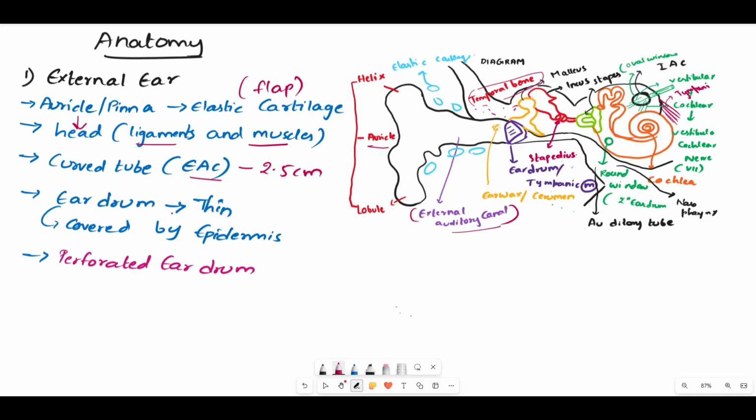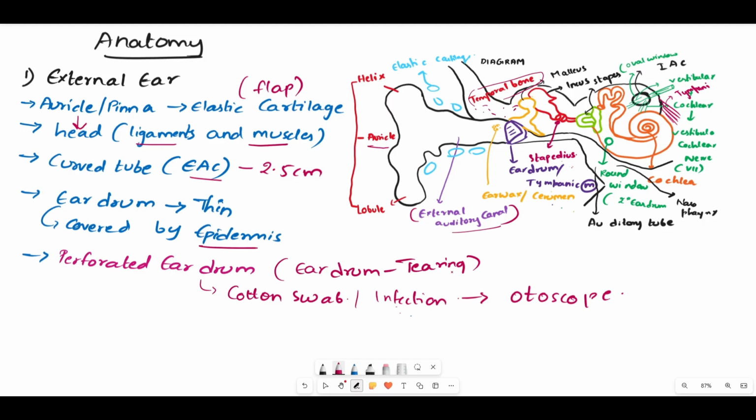Now what is this eardrum? The eardrum is also called the tympanic membrane. It is one of the thinnest structures. It is the partition between the external auditory canal and the middle ear. This eardrum is generally covered by the epidermis.